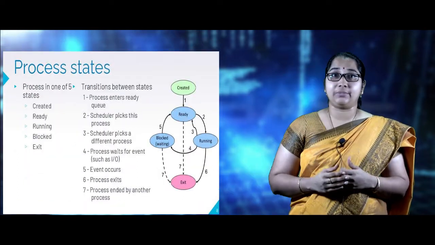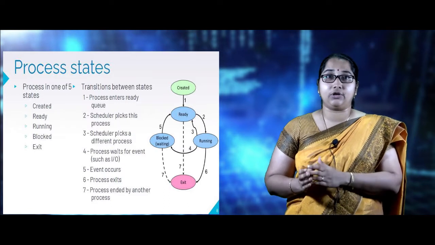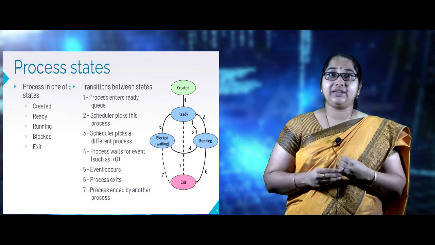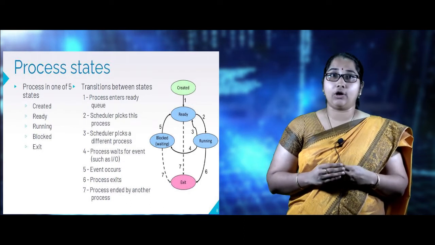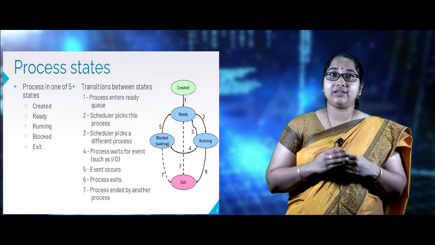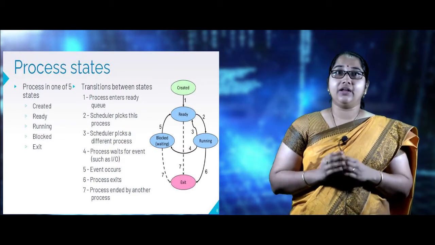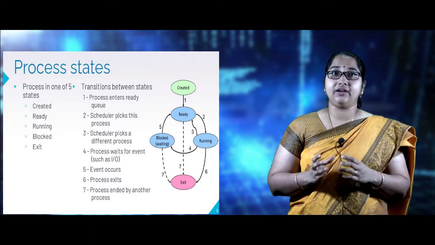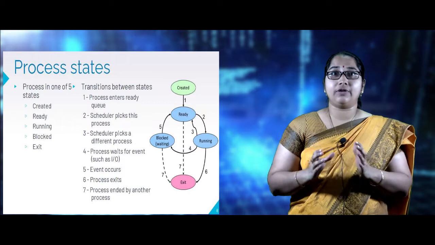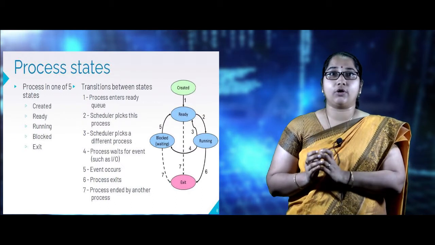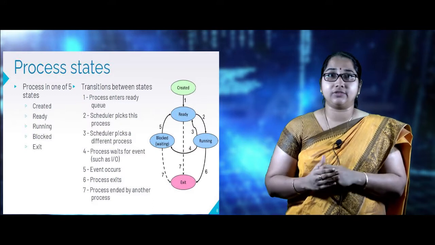A process can be in various states based on what it is performing at that particular time. For example, it can be either created, ready, running, blocked or exit. Now let us see each of these states in detail. The first state is created. Whenever a new process is created, a particular memory is allotted for that process and moreover a PCB, or process control block, is created for that process. This is called as created state of the process.